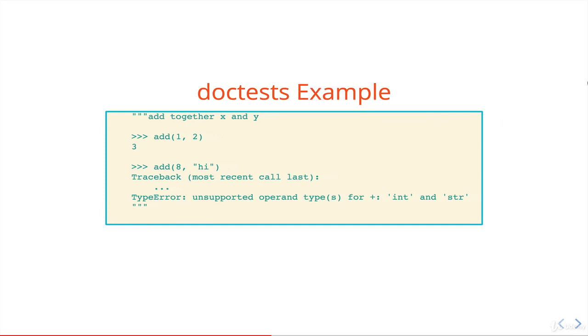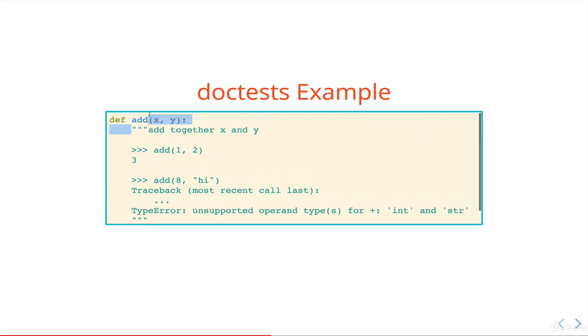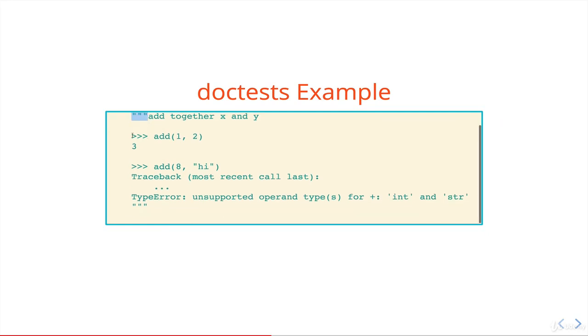Well, here's an example. We have these triple double quotes inside of an add function, and then this is the part I'm talking about. This right here will turn into a test. By writing the greater than prompt and then running add(1, 2), I'm basically saying we should expect add(1, 2) to result in 3.